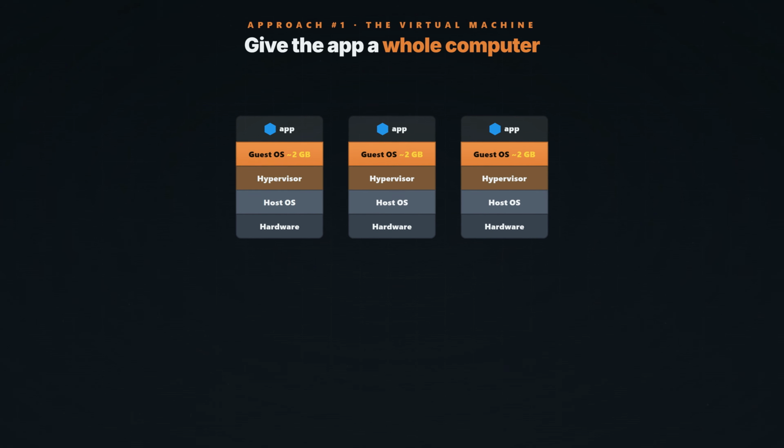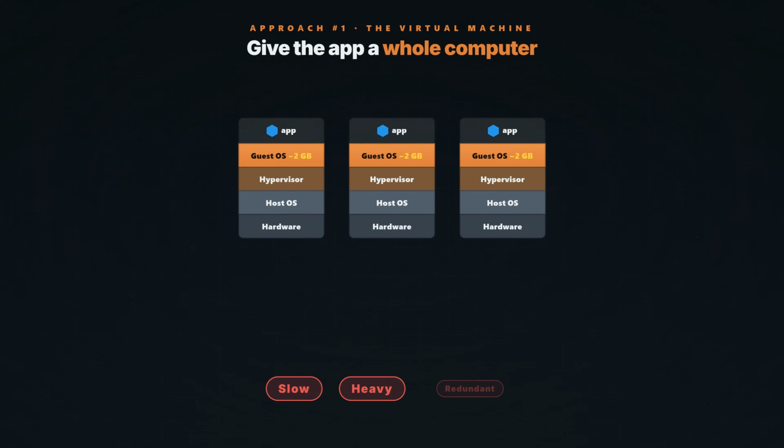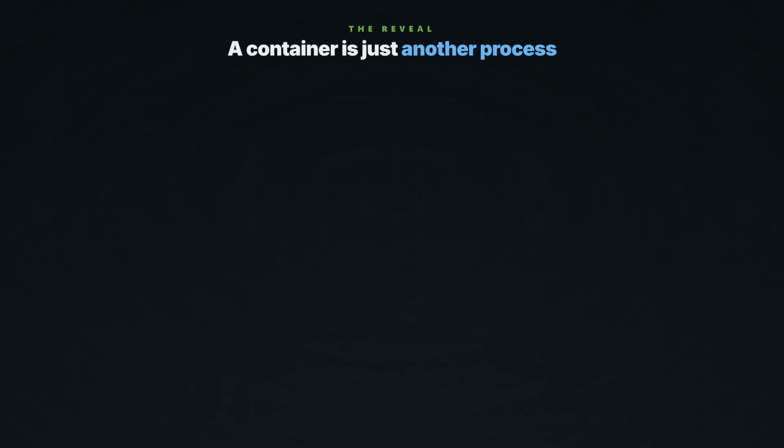But look at the weight. Every virtual machine carries a full operating system, gigabytes of kernel and system files just to run one app. Boot three of them and you are booting three entire computers. Slow, heavy, redundant. The app is tiny, the machine around it is enormous. There has to be a better way.